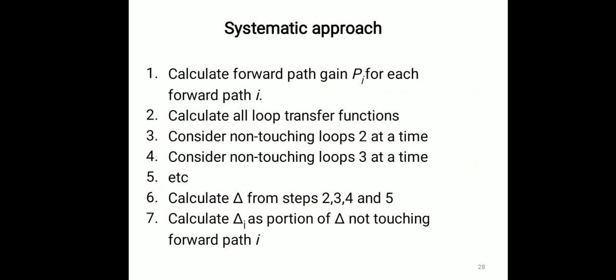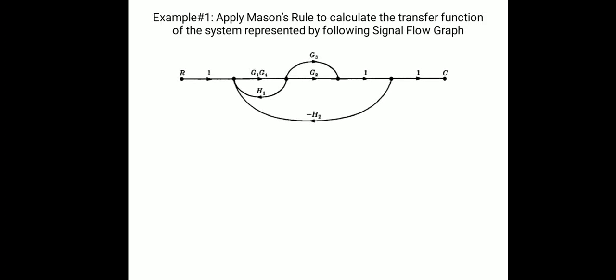So what is the systematic approach? First of all, we find the forward paths and their gains. Then we calculate the individual loop gains. Then we find the two non-touching loop gains and three non-touching loop gains, and then the total system determinant. We find delta_i, and then put everything into the transfer function equation using Mason's gain formula.